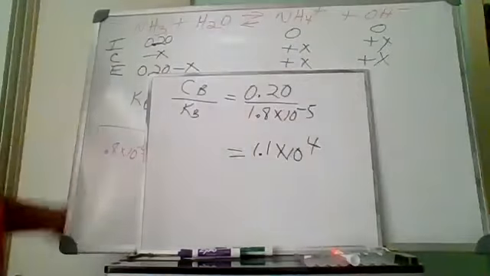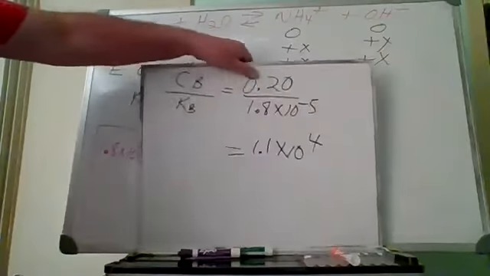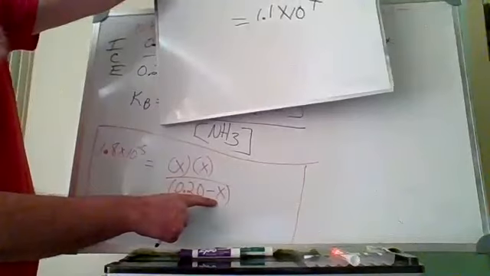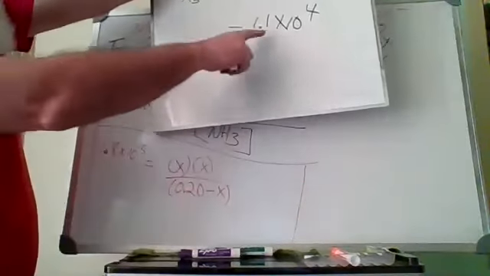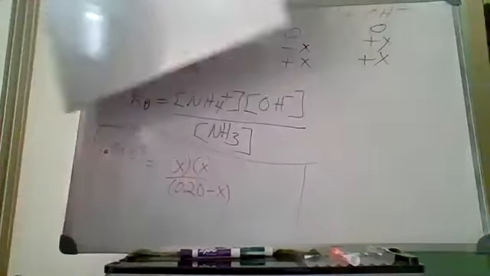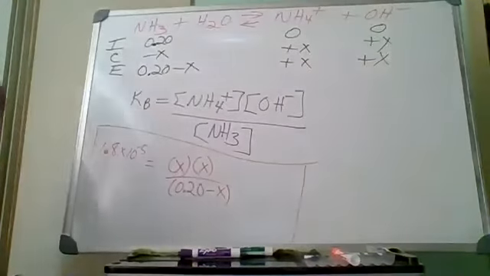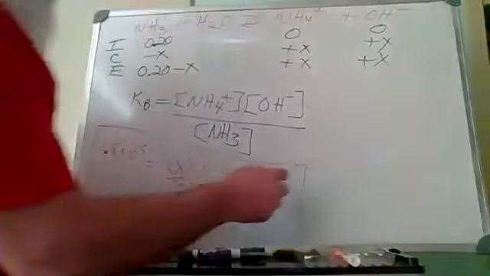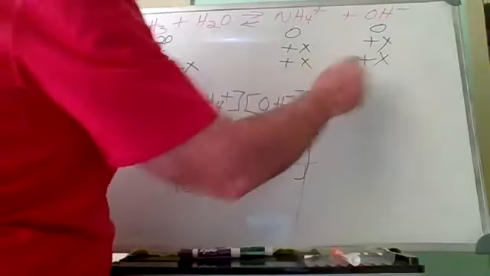So we're more than justified in dropping this x here. More than justified. Does everybody understand that? As long as this is bigger than 100, we can drop that x. So, let's see, I'm going to bring this all up here.